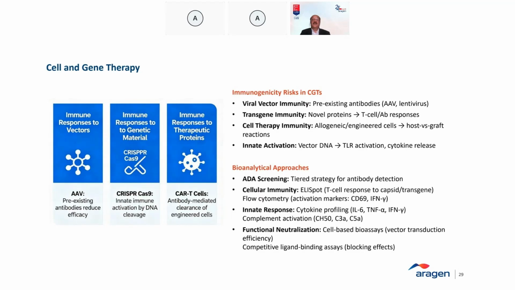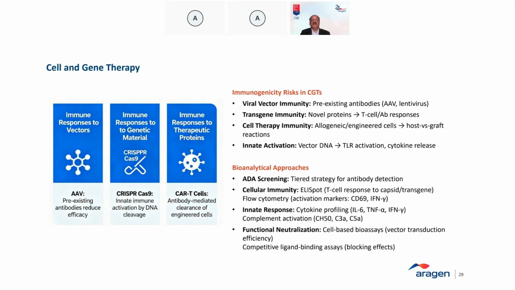So as we see in CGTs, there is a risk of viral vector immunity, transgene immunity, cell therapy immunity, and innate activation. Now it's known that the DNA and RNA that we give to the patients has a binding ability to TLR, and it activates immune response. And if not controlled, it will lead to cytokine storm by releasing very excessive amounts of cytokines. So for this class, there is the highest assessment of immunogenicity that is done.